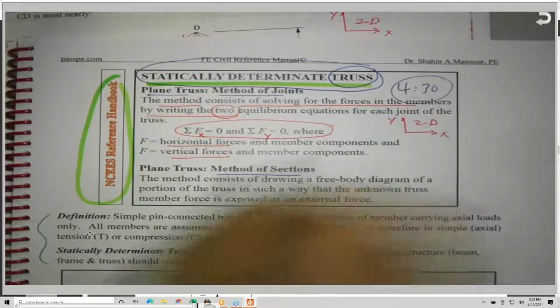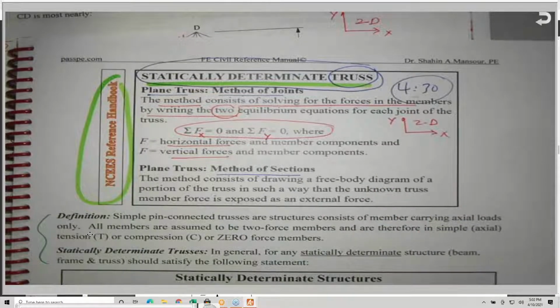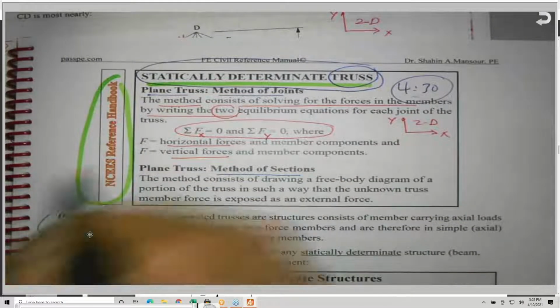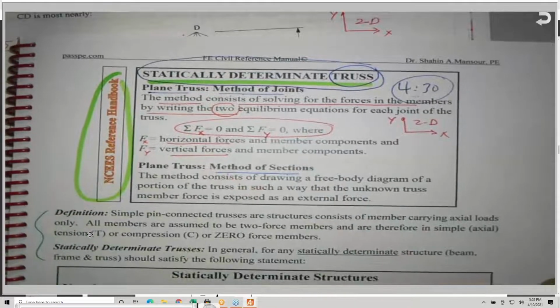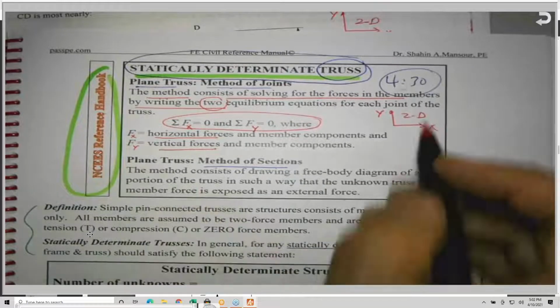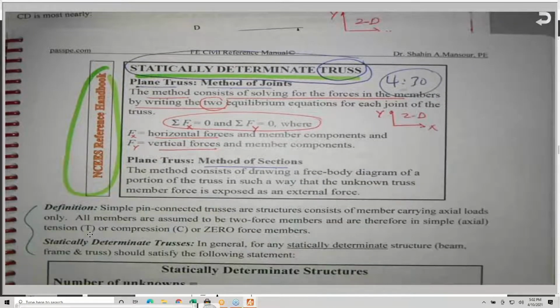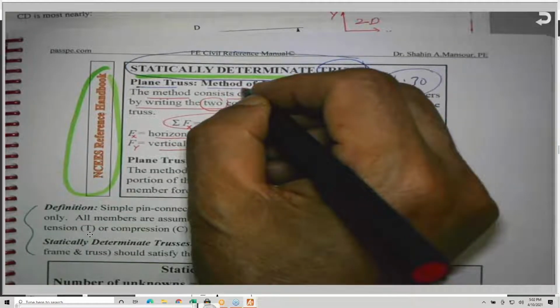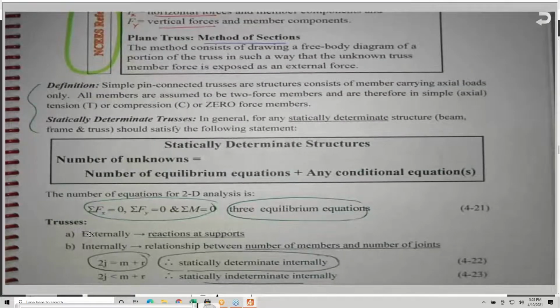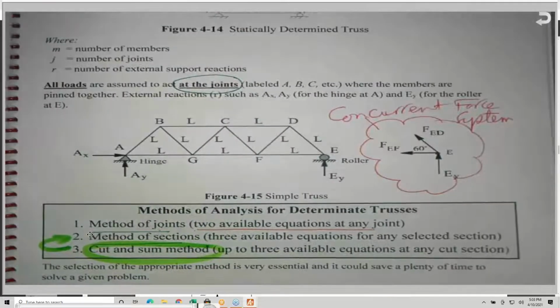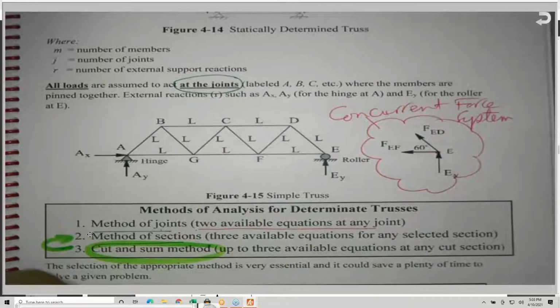So let us keep our grandfathers happy here. He calls it horizontal, I will call it X. Vertical, I will call it Y, but that's fine. So the vertical and the horizontal, only two equations. Why? Because in the method of joints, all the forces are concurrent. This is why you will find in my book a very good and very strong statement. What is this statement? It's shown on a table.